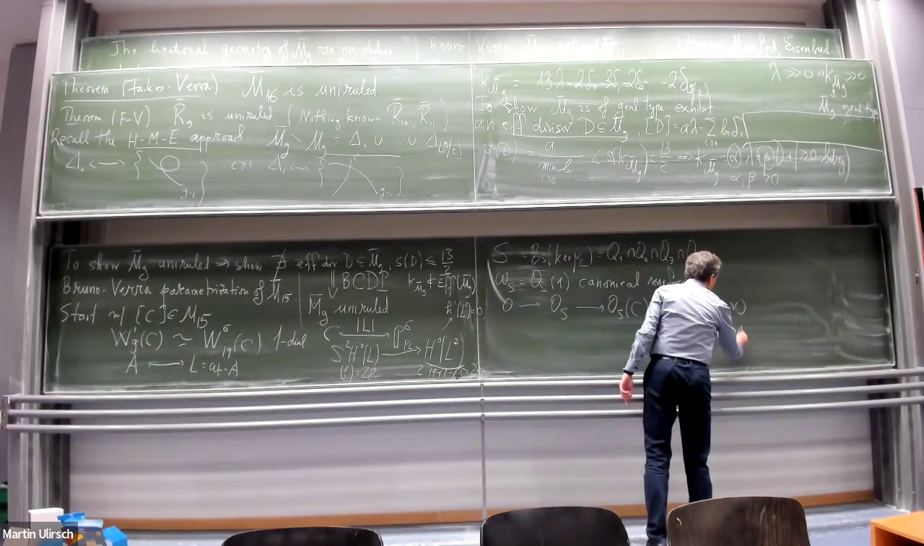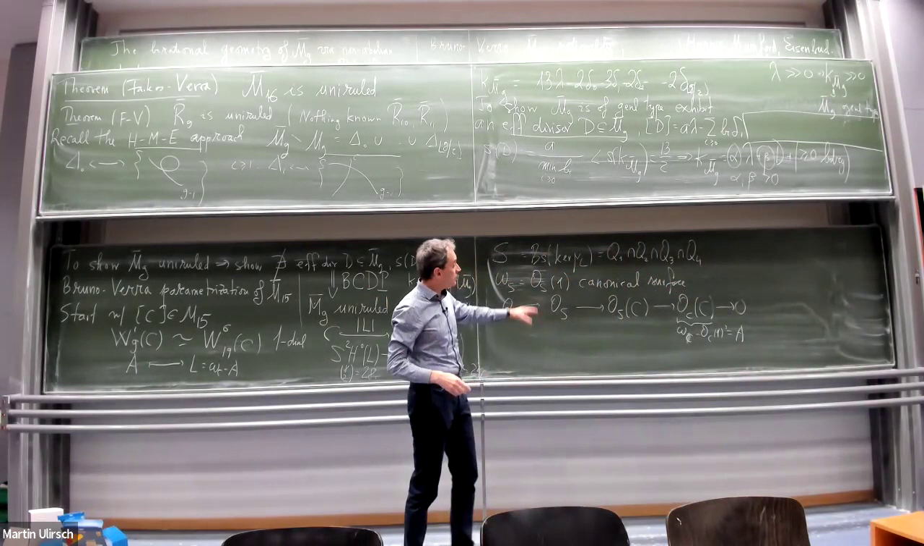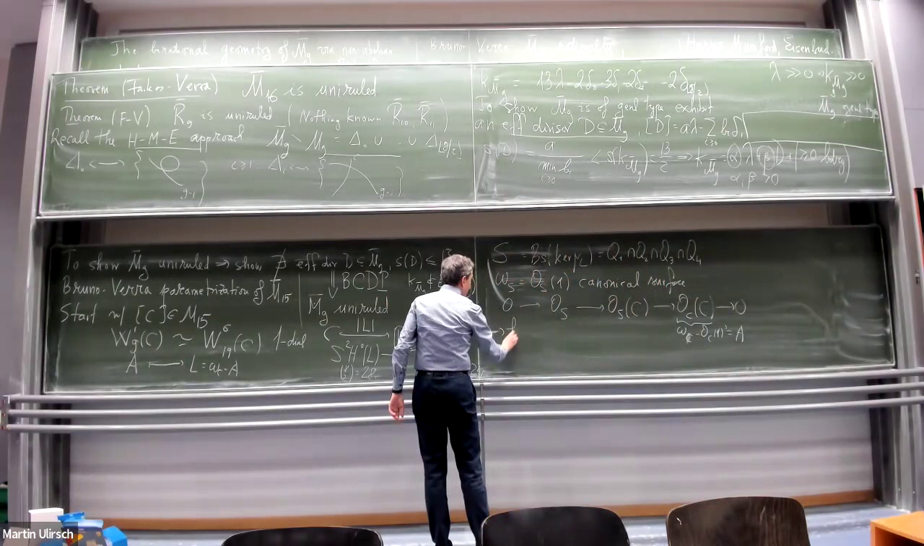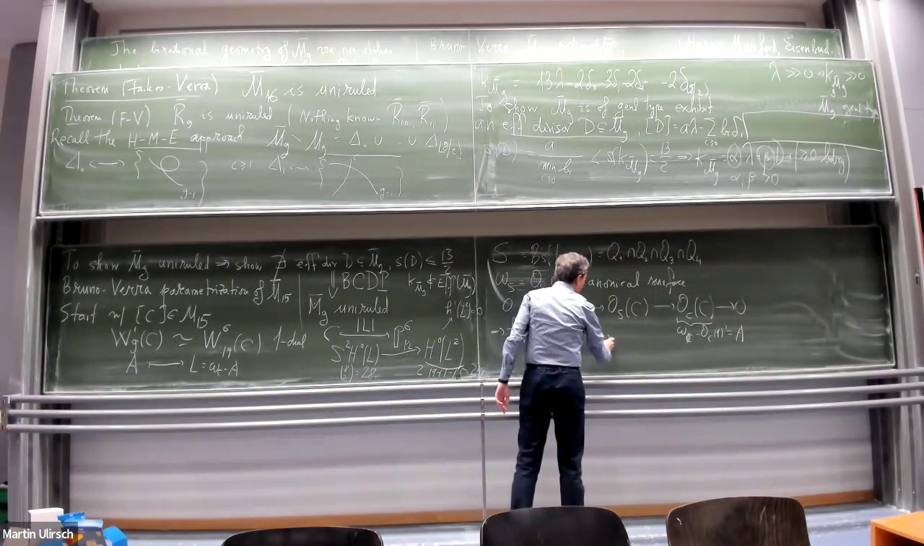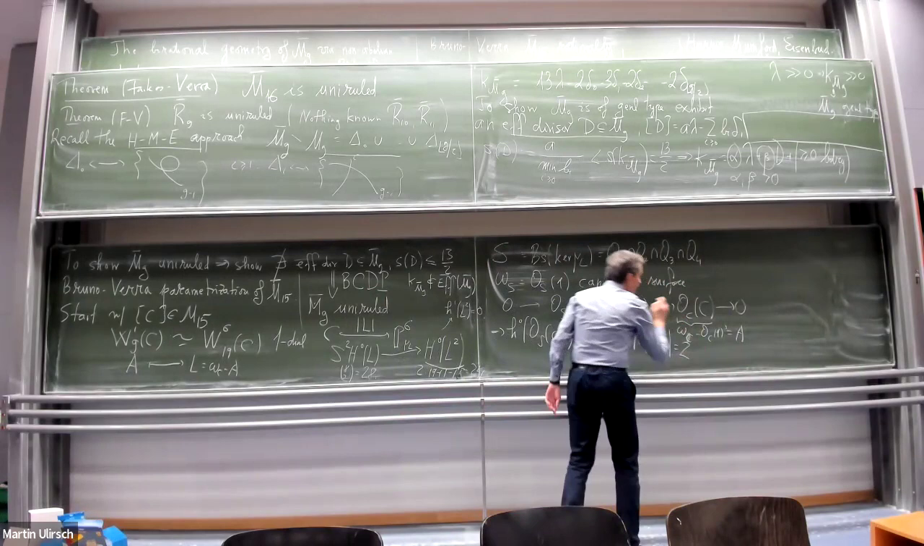So this will have at least two sections. And if this has one section, so in total this will actually have three sections. So you have that h0 of O_S(C) is three. The dimension, saying the same thing, is that O_S(C) is two, which is to say that the curve moves with 2 degrees of freedom on the surface.